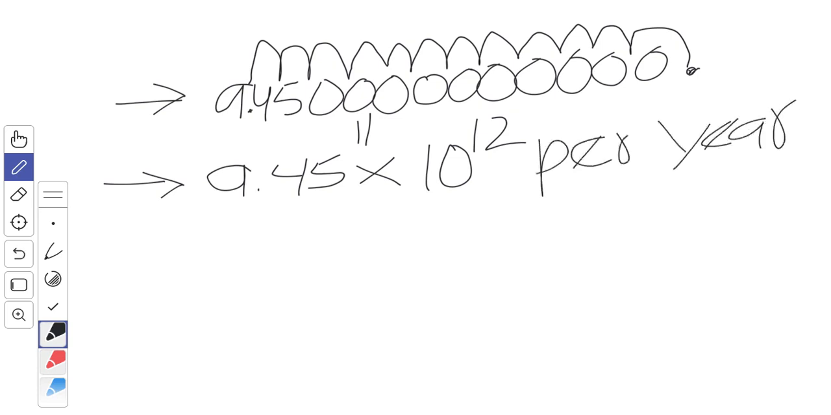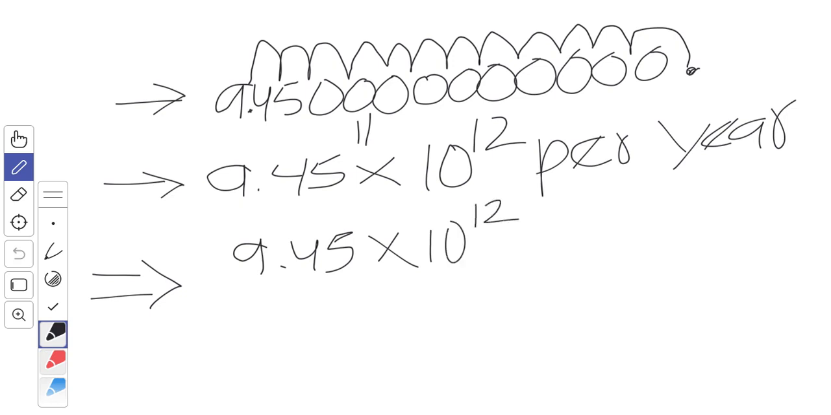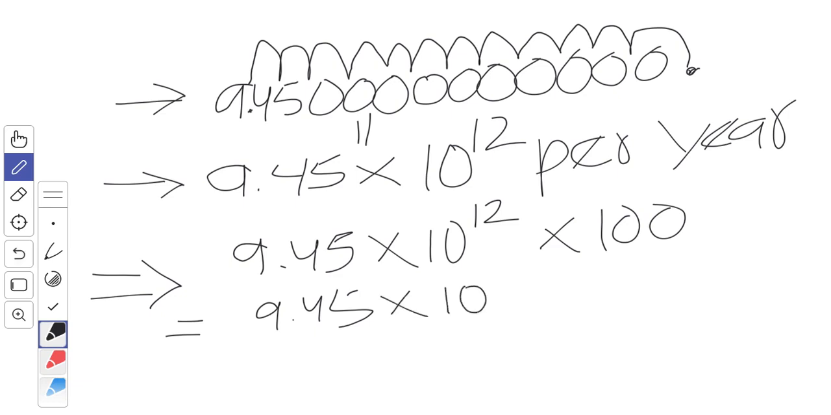Now the question asks the distance covered in 100 years. So we need to multiply this by 100. So 9.45 into 10 to the power 12 into 100, which is similar to 9.45 into 10 to the power 12 into 10 to the power 2. 100 can be written as 10 to the power 2.